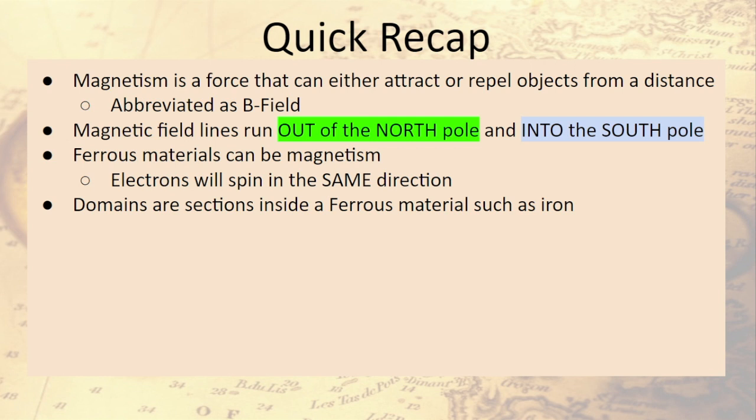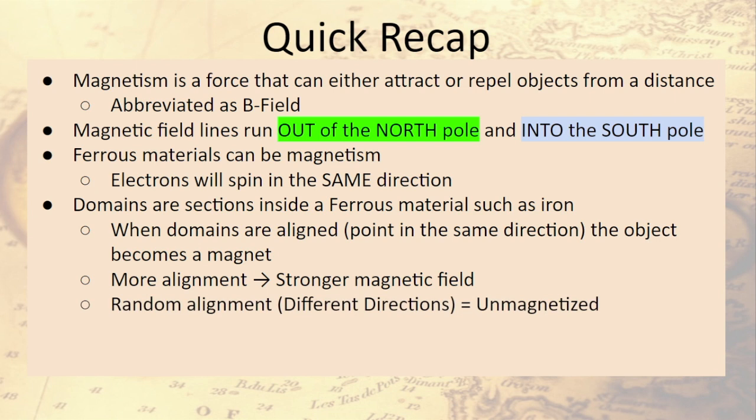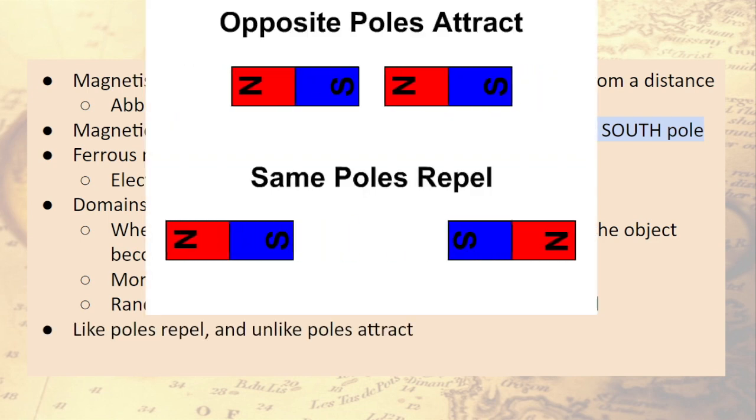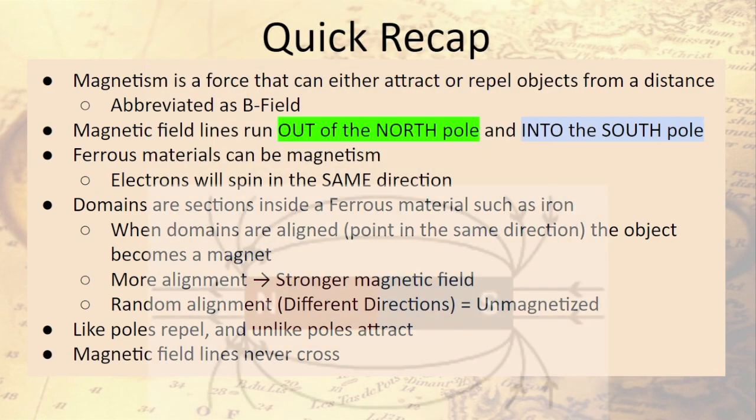Domains are those sections inside a ferrous material, such as iron. And when those domains are aligned, meaning that they're pointing in the same direction, the object becomes a magnet. The more alignment, the stronger the magnetic field. When there is random alignment, or they are all pointing in different directions, it will be unmagnetized. Like poles repel, and unlike poles attract, just like we said on the last slide. And lastly, magnetic field lines will never cross.